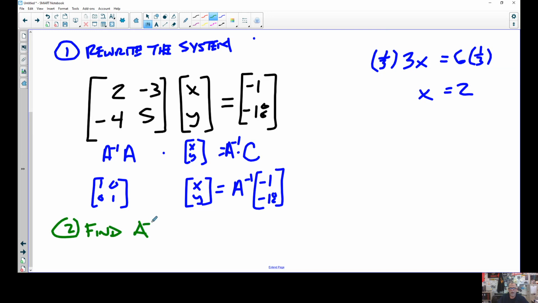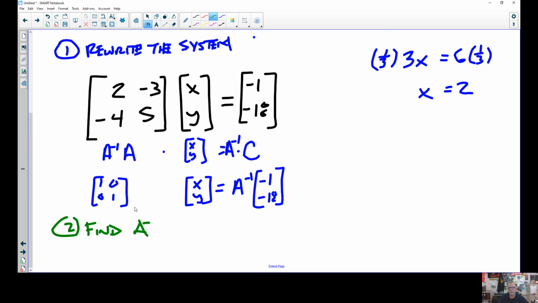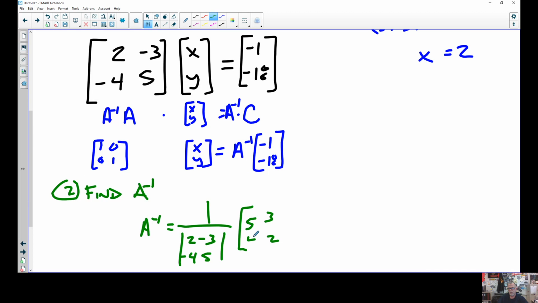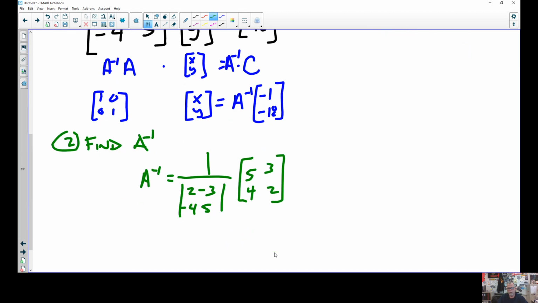And I'm just going to say find A inverse. So for our purposes, what we're going to do here, I need to get some more space, sorry. All right, if we know this is A, then A inverse will equal 1 over the determinant of A times the matrix we get by switching these two and taking the opposite of these two. So let's find out what A inverse is.